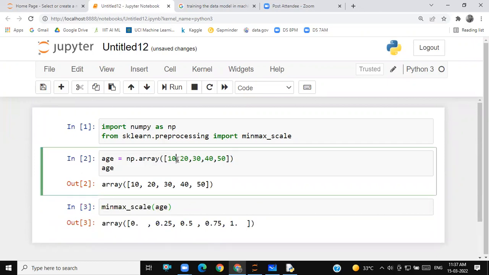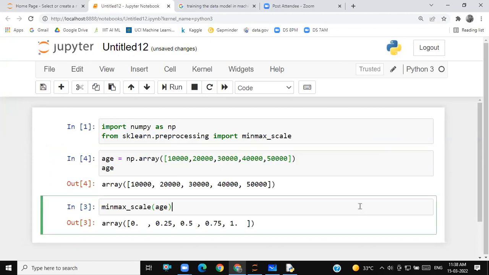You give any data. For example, if it is salary, I give 10,000, 20,000, 30,000, 40,000, 50,000. Even if I give this data, you will get the same procedure and the same results, because the data is the same as it is, without any difference. Like that, this is a technique. We have different types of techniques like this.